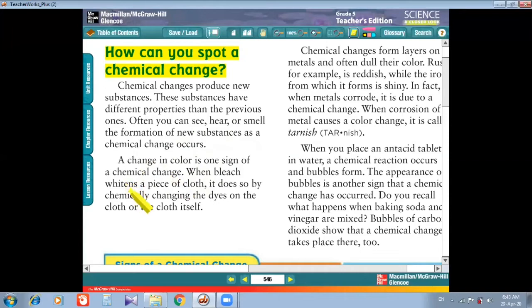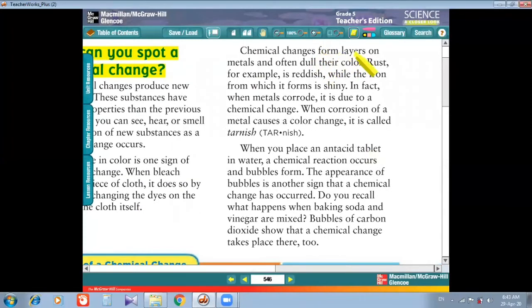When bleach whitens a piece of cloth, it does so by chemically changing the dyes on the cloth or the cloth itself. It means when we put some bleach on the cloth, it whitens the cloth. So the color is changed, and we say it's a chemical reaction.